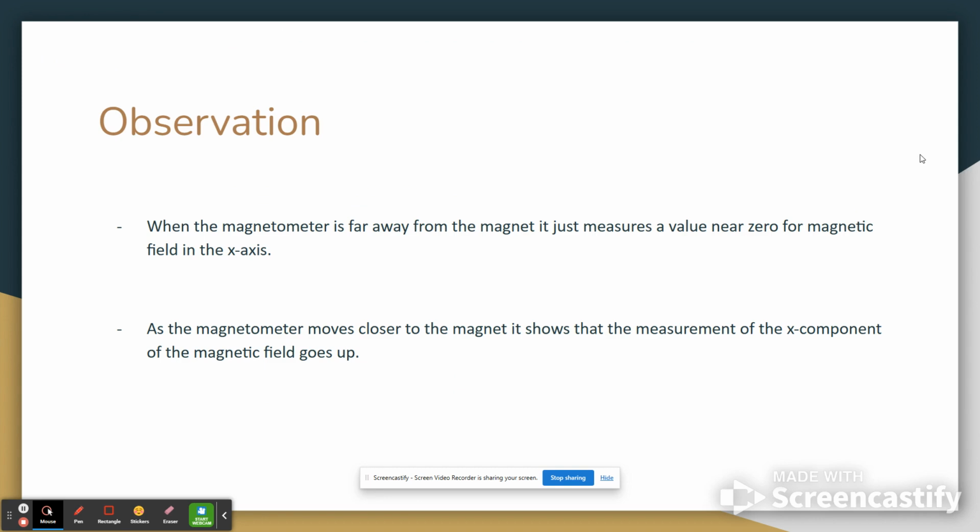So for our observation, when the magnetometer is far away from the magnet, it just measures a value near zero for the magnetic field in the x-axis. And as the magnetometer moves closer to the magnet, the measurement of the x component of the magnetic field goes up.